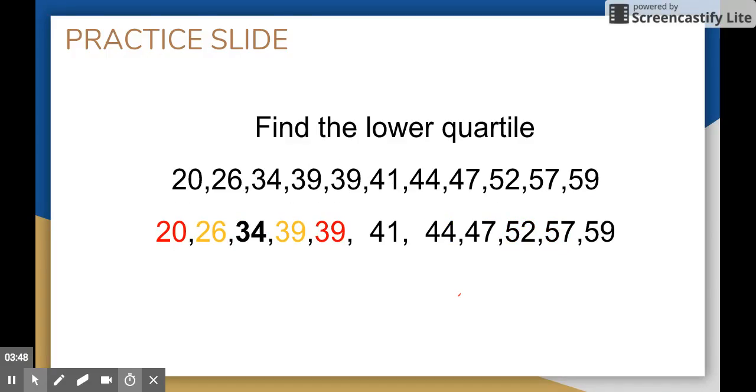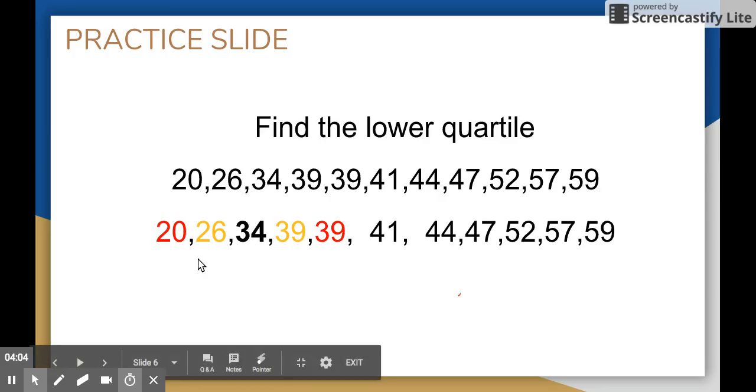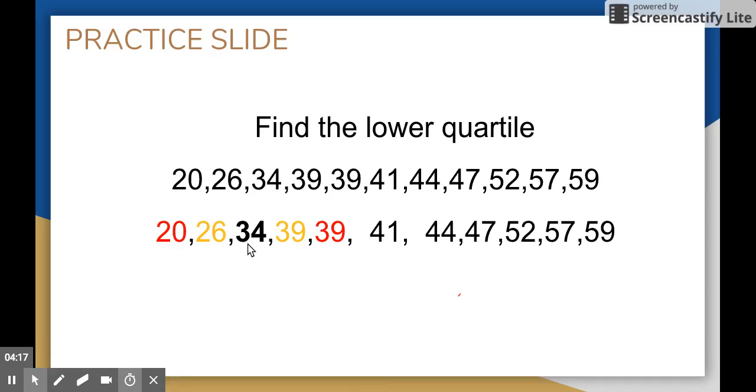The next part is to find the lower quartile. So you're going to take your data set that you are given and split it from the median. Our median was 41, so everything to the left of that will be part of the lower quartile because they're the numbers that are lower than the median. So then with your numbers that are lower than the median, you would do the same concept and calculate the median of that data set, and whatever the middle number of that number set is your lower quartile.